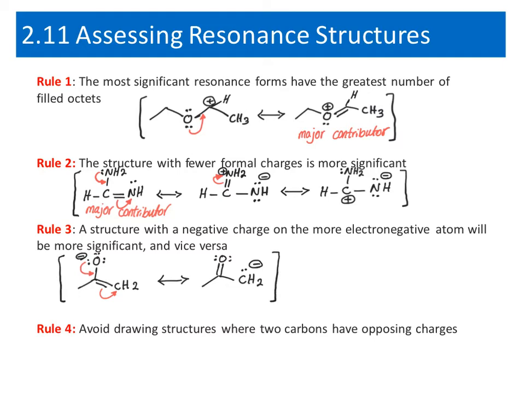If you compare these two structures, the atoms in both of them have a full octet. Then if you compare by rule number 2, we have a negative 1 charge here and a negative 1 here, so it's the same. Then we need to use rule number 3. In the first structure, the negative charge is on oxygen, which is more electronegative than carbon. However, in the second one, we have the negative charge on carbon. Therefore, the first structure is favorable.